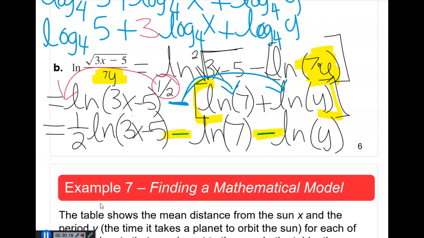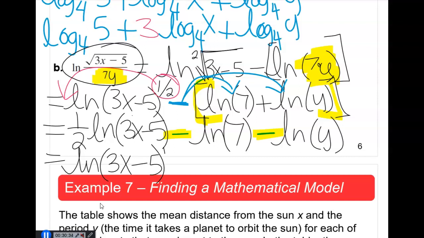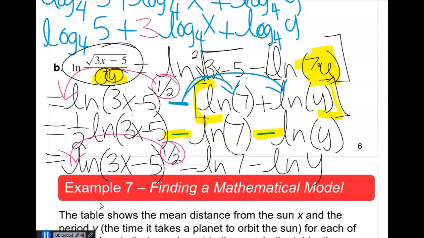So I could have just said this part here is going to have the square root, or I could just use the expression with an exponent, 3x minus 5 to the power 1/2. And then it's going to have minus ln of 7 because the 7 is on the denominator, and then minus ln of y because the y is also part of the denominator. And then, of course, you remember to move this one to the front. But in reality, the order of the steps in this case does not matter, as long as you get the correct answer.